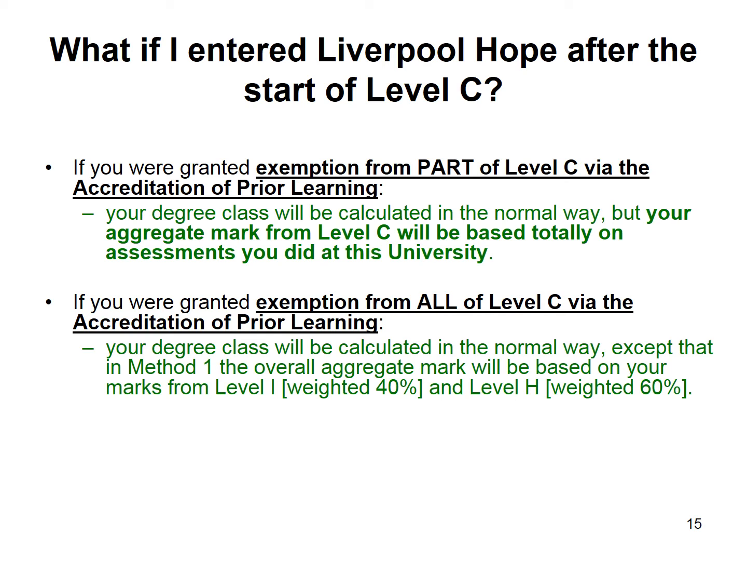Therefore, in method 1, your first overall aggregate mark will be based on your marks from level I and level H, and you will give a 40% weighting to level I and a 60% weighting to level H. Method 2 will proceed as normal.